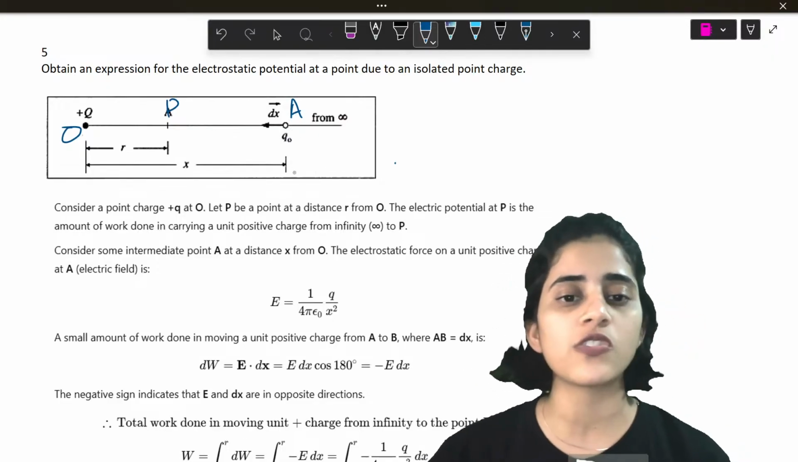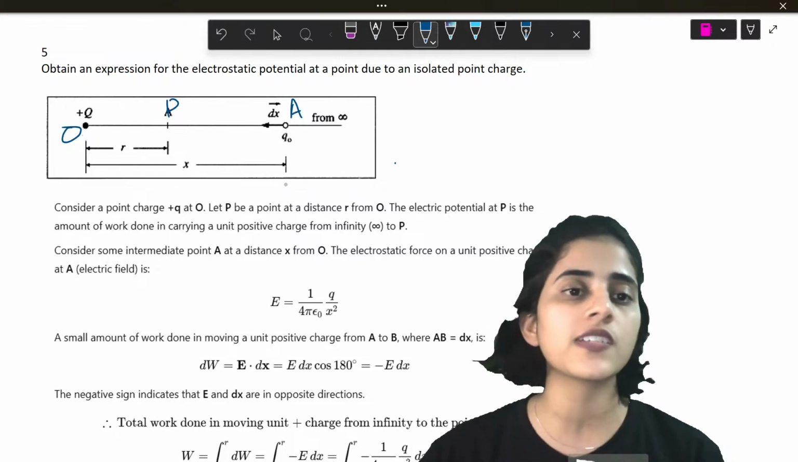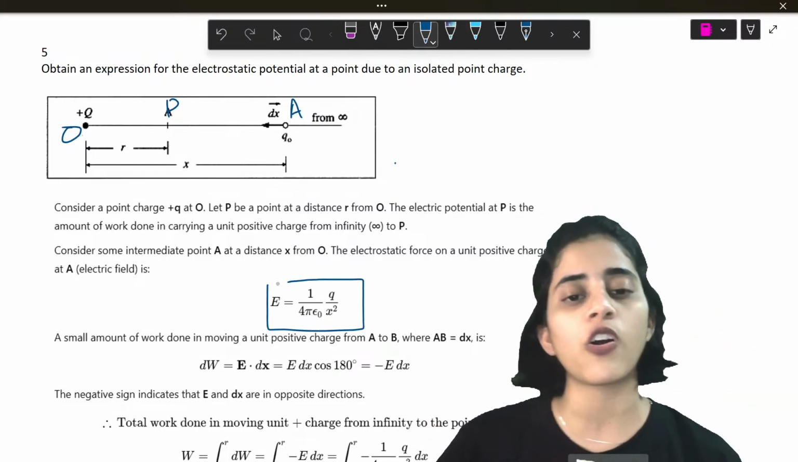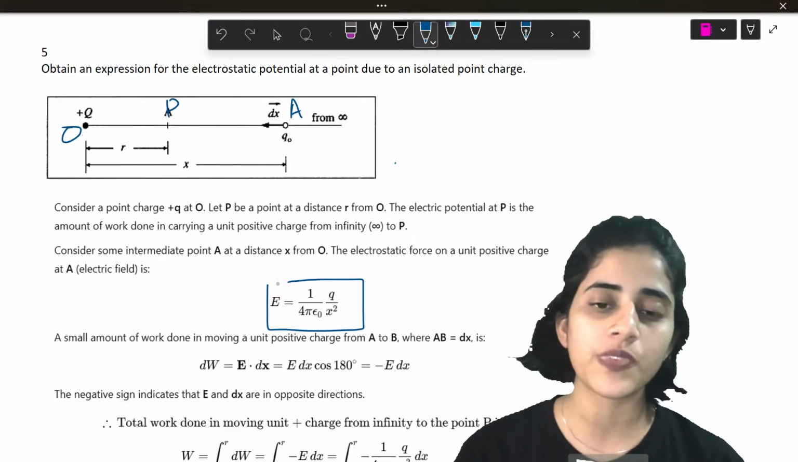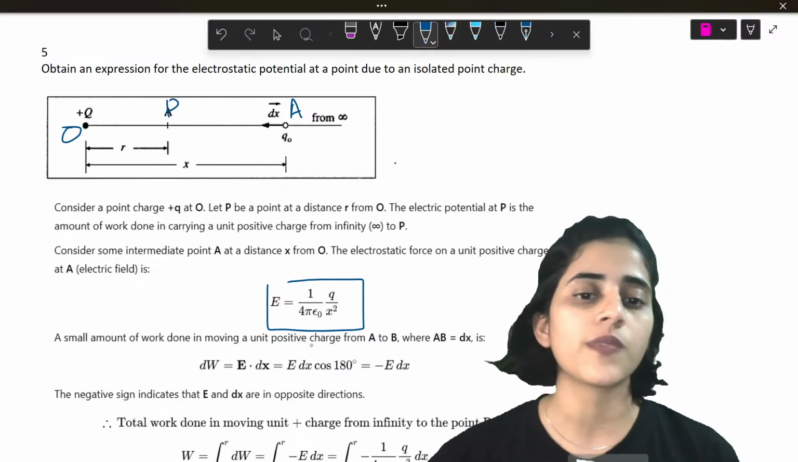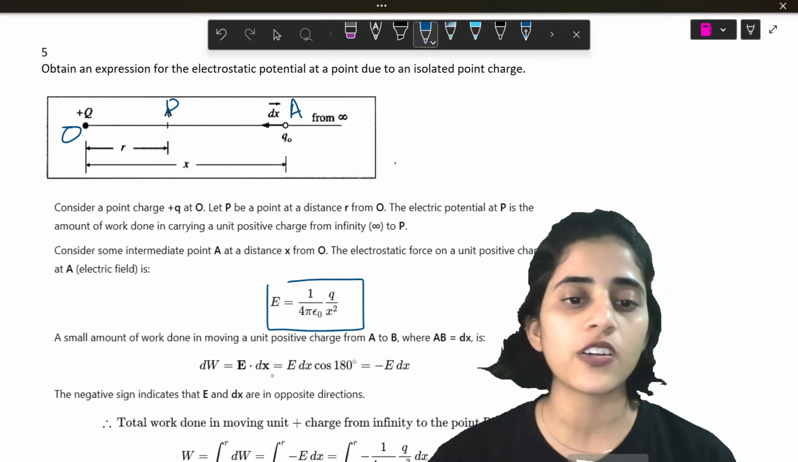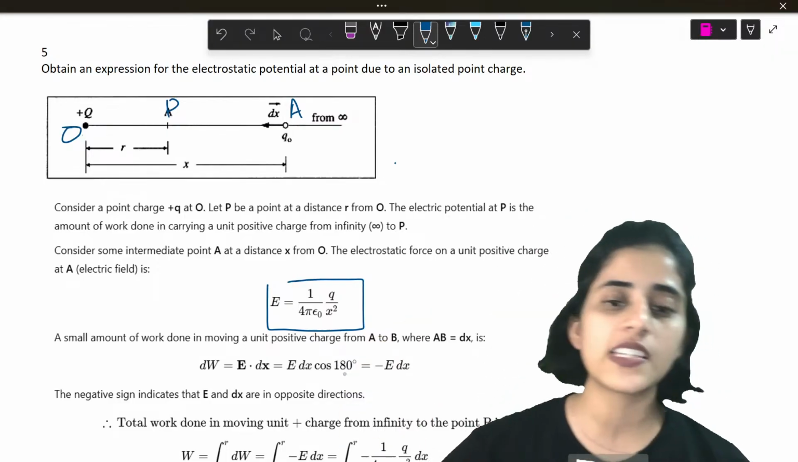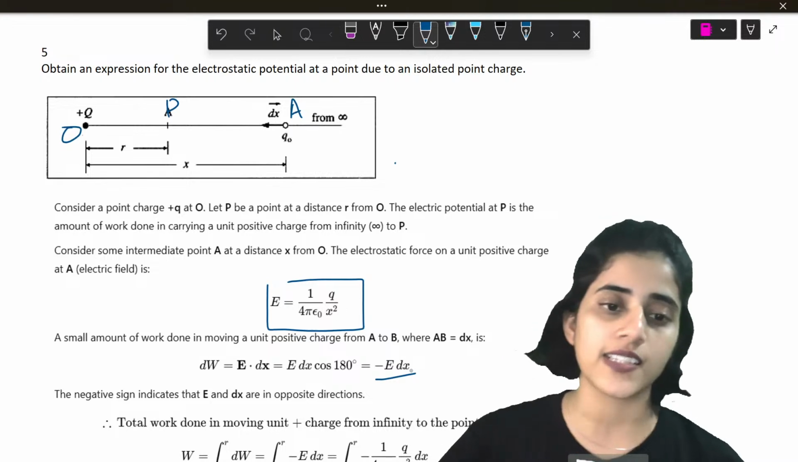1 by 4 pi epsilon 0 Q by what is the distance? Q to A, the distance is x. So 1 by 4 pi epsilon naught Q by x square. Okay. Work done is what? Work done is E dot dx, which is E dx cos 180. Angle is 180, which is minus E dx.